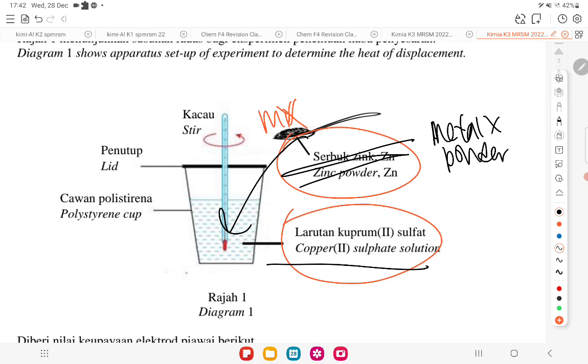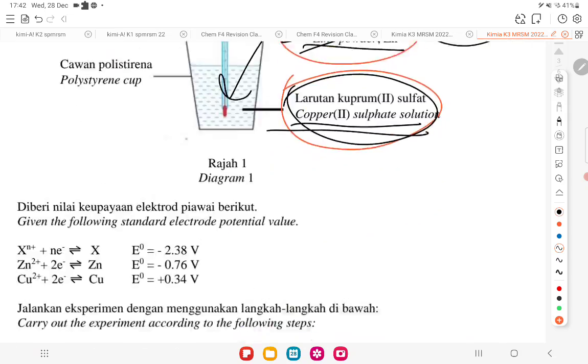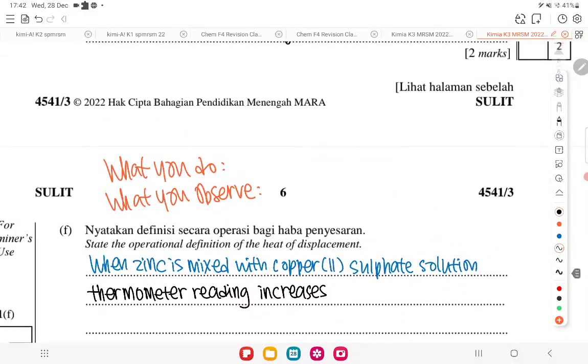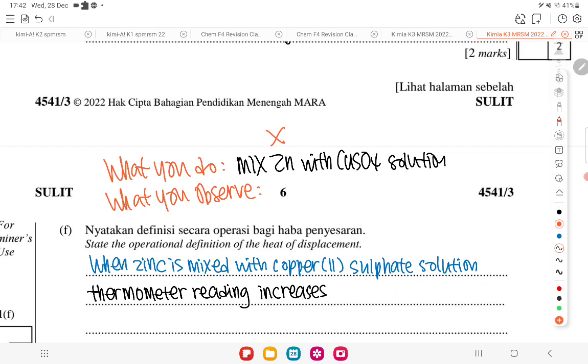So you can either mix the zinc powder with copper 2 sulfate solution, or you can mix the metal X powder with copper 2 sulfate. This is what we do. If you don't want to mix the zinc with copper sulfate solution, you also can mix the X with copper sulfate solution. That's what we do.